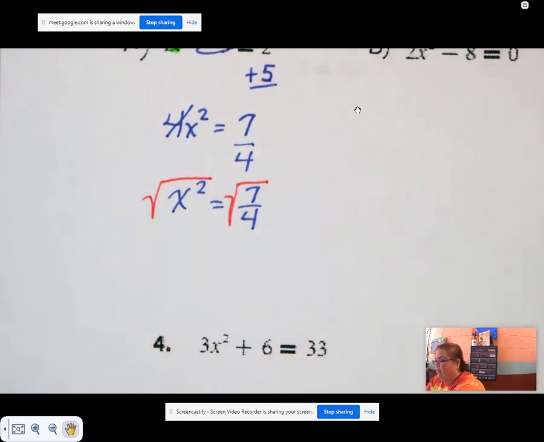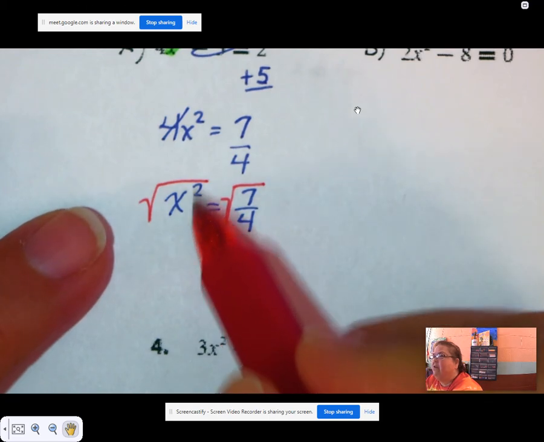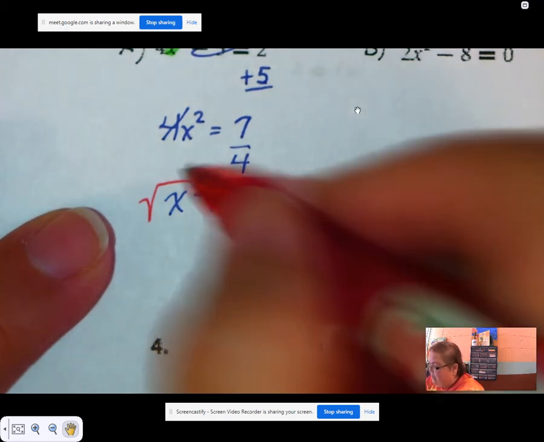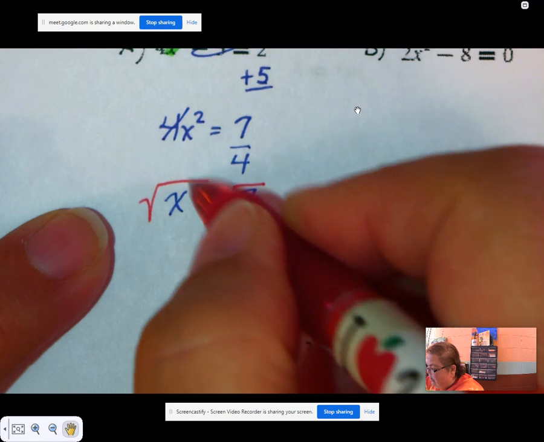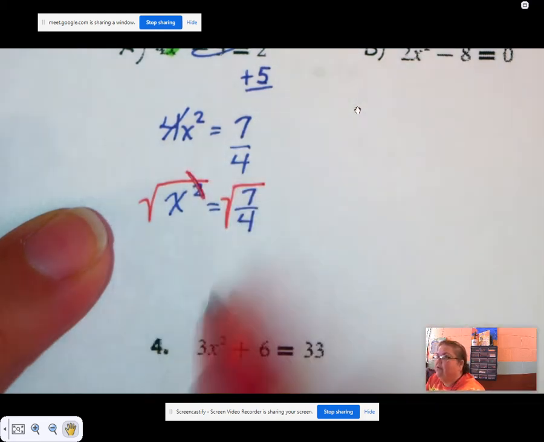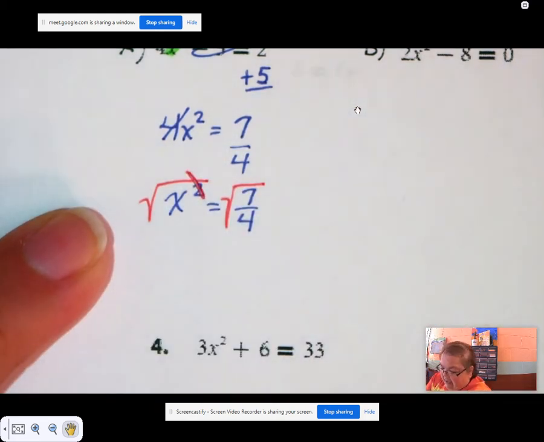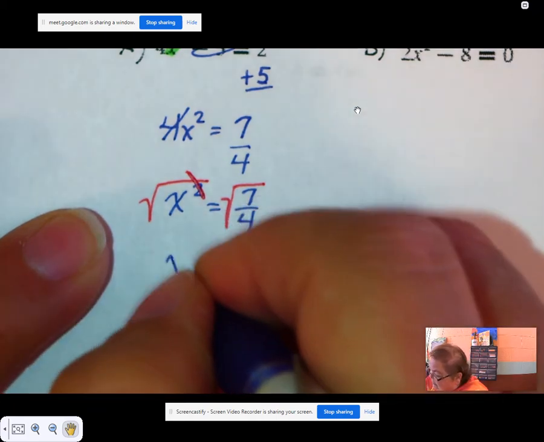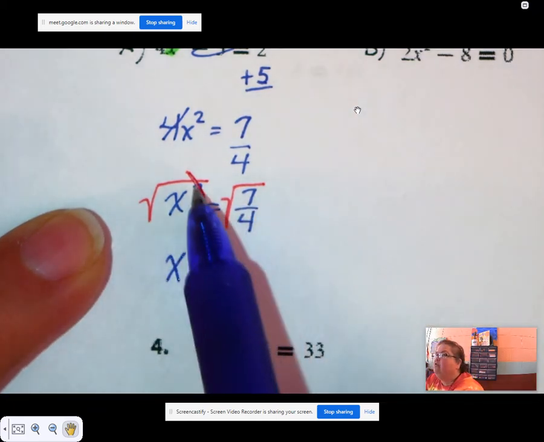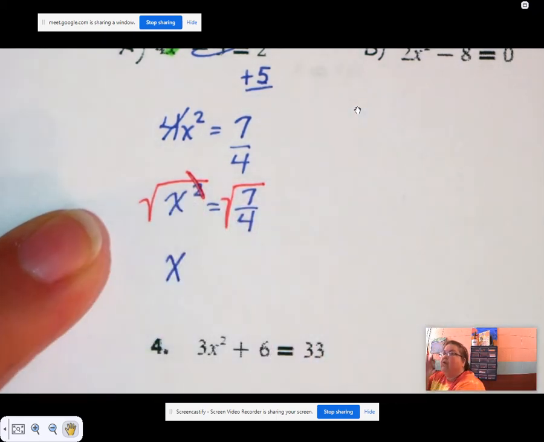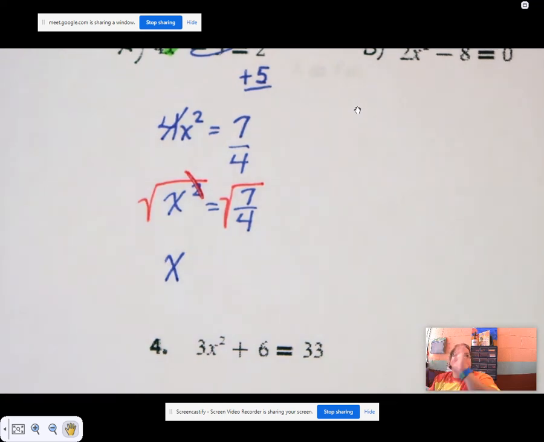Okay. The only thing that happens on this side, ladies and gentlemen, is the root and the square cancel each other. So whatever is inside is what we bring down. The only thing that goes away is the square and the root. Whatever's inside comes down. The square is gone, the root is gone. Now, what is the square root of 7 over 4?